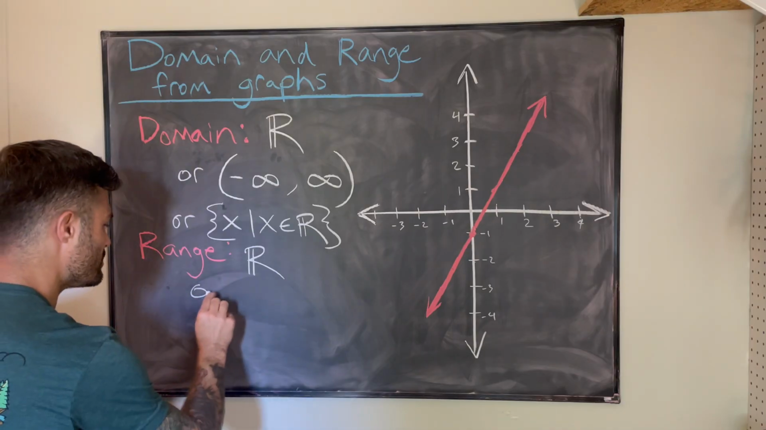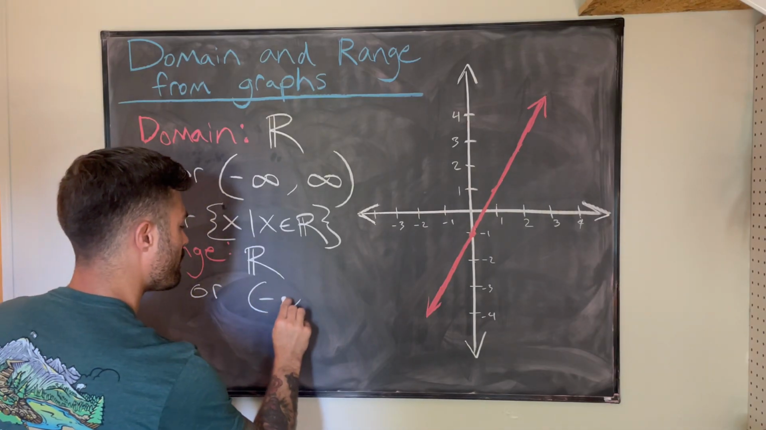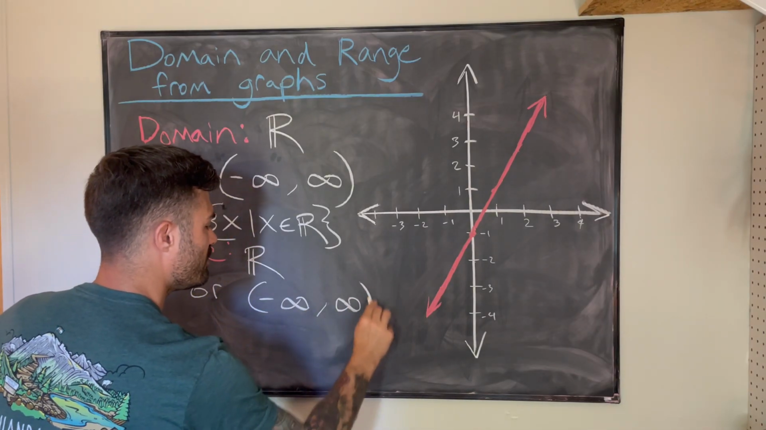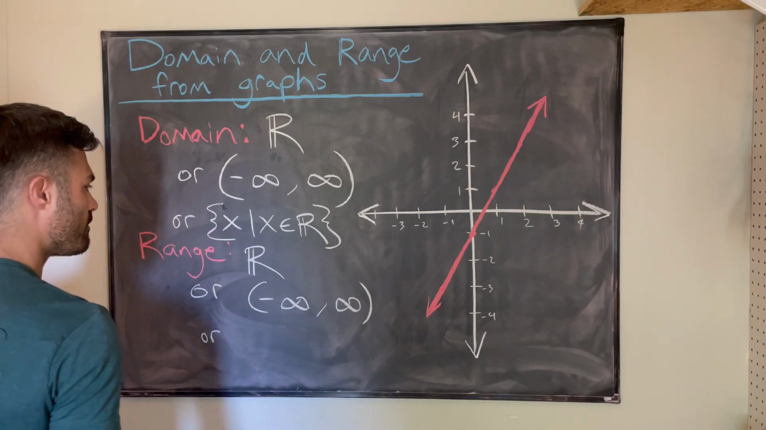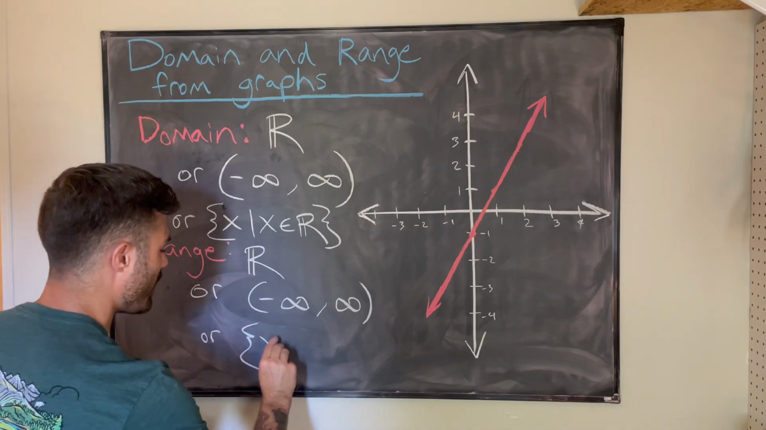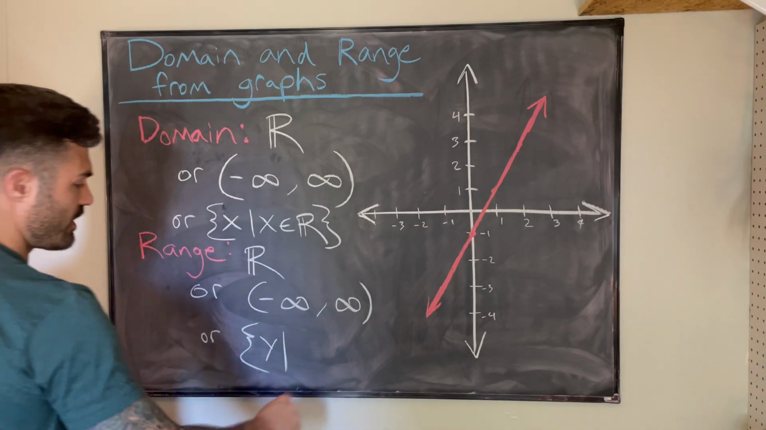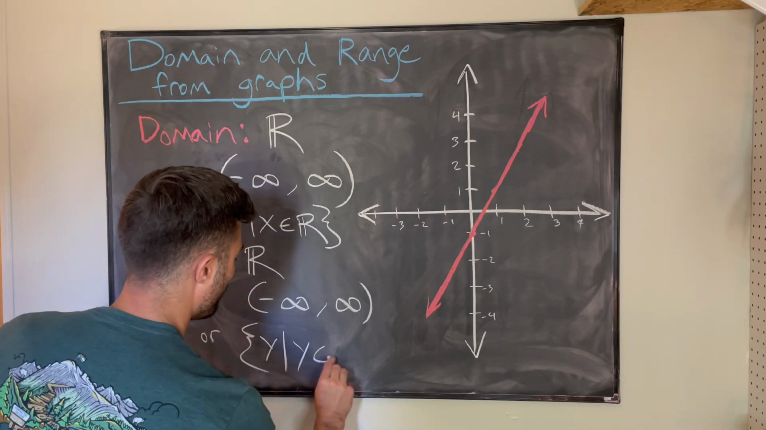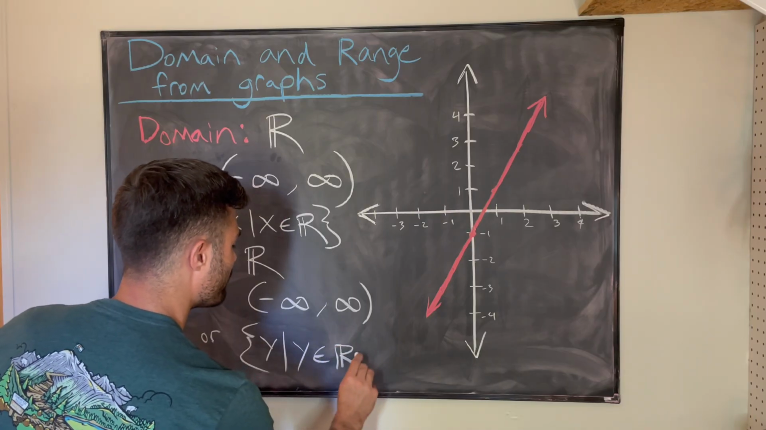So again, we can use the same notation, negative infinity to positive infinity, or the only difference we write here is typically, since it's range, we say y, because range is the set of y values. So y such that y belongs to the set of real numbers.